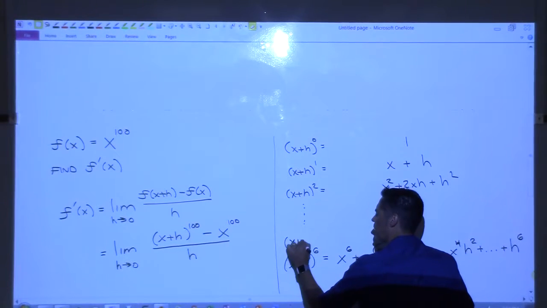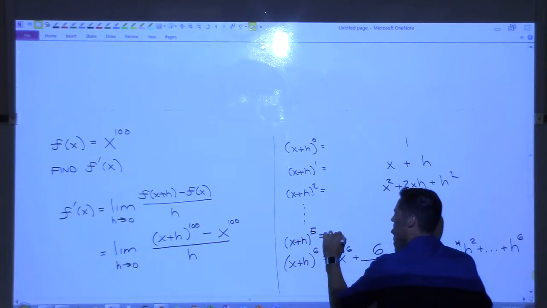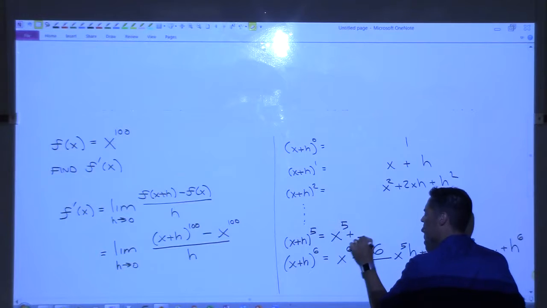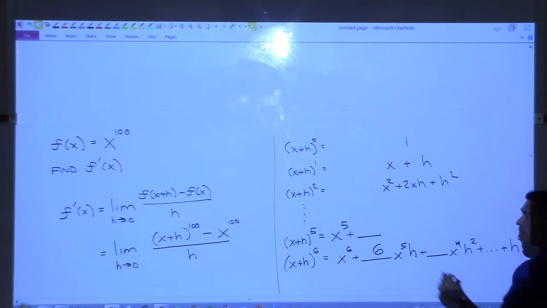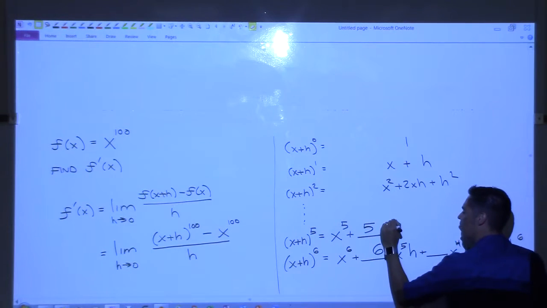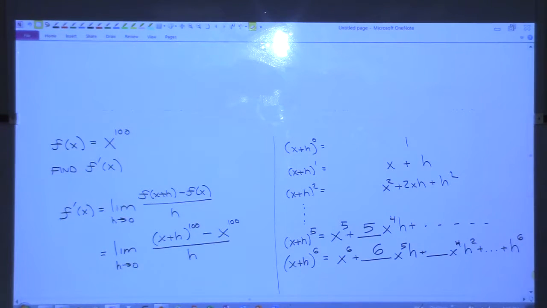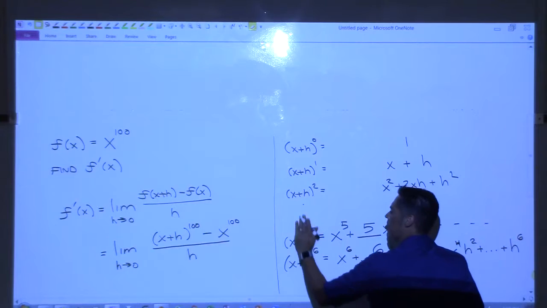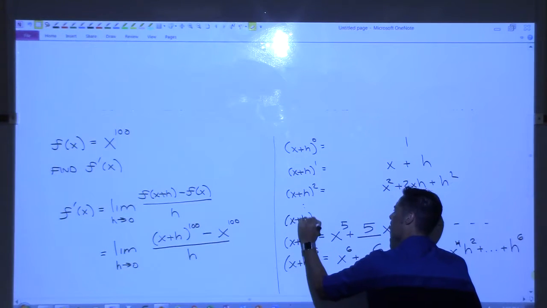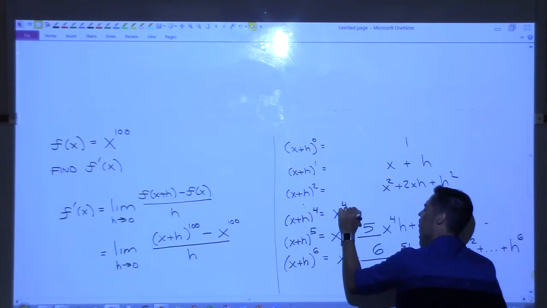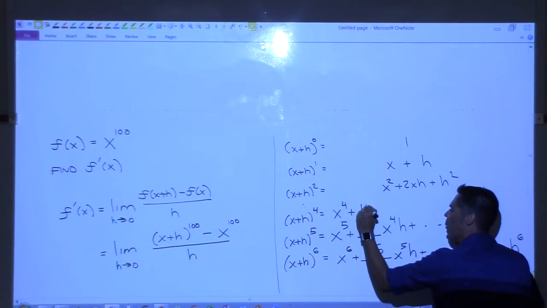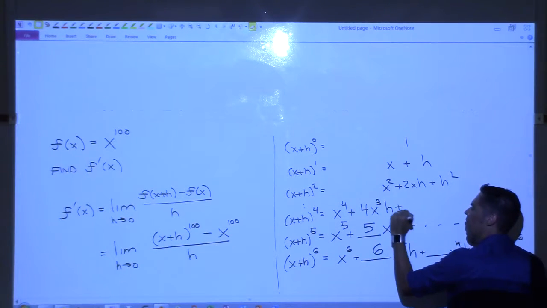Look at the line above this one in your notes. It was x plus h to the 5th. And that was x to the 5th plus what was the number right there? It was 5. And then x to the 4th h plus and so on. And then what was the one before that? x plus h to the 4th was x to the 4th plus what? 4 x cubed h plus and so on, right?